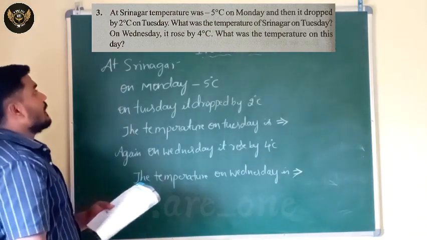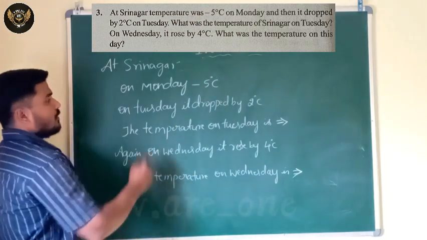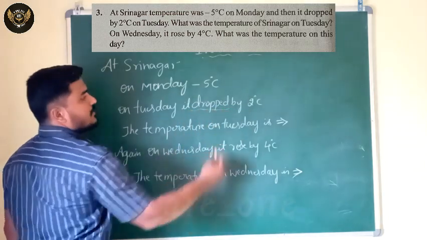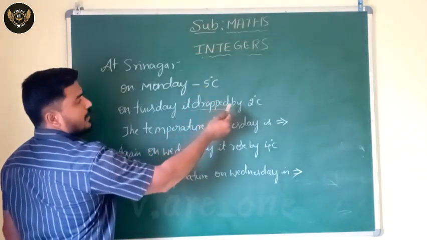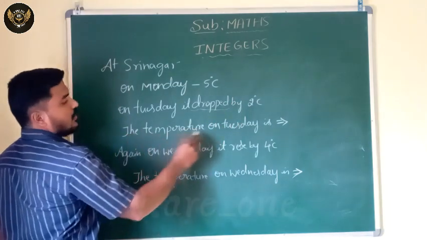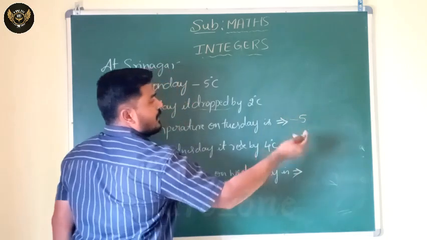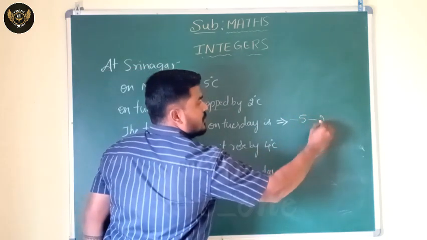According to the question, at Srinagar on Monday it is -5 degrees Celsius. On Tuesday it dropped by 2 degrees Celsius. Dropped means it has decreased, it has become minus. So -5 again becomes -2. So the temperature on Tuesday, first they are having -5. Again it drops, means minus, subtract. How much? 2 degrees Celsius.